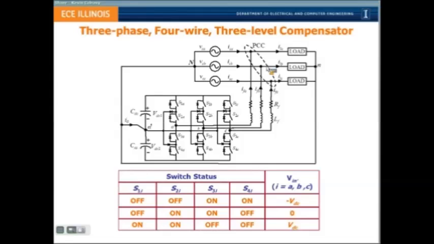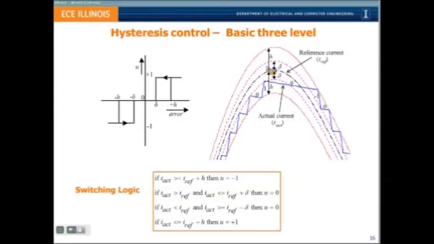It's a neutral point clamped topology. There are 4 switches in each leg. So when the top 2 switches are on, we get a voltage of plus VDC. And when the bottom 2 switches are on, we get a voltage of minus VDC. When the middle 2 switches are on, we get a voltage of 0. So there is an extra state that's possible with this inverter. So this makes it a 3-level inverter. And now we'll have to formulate a hysteresis current control algorithm for this 3-level inverter. This is how it's done.